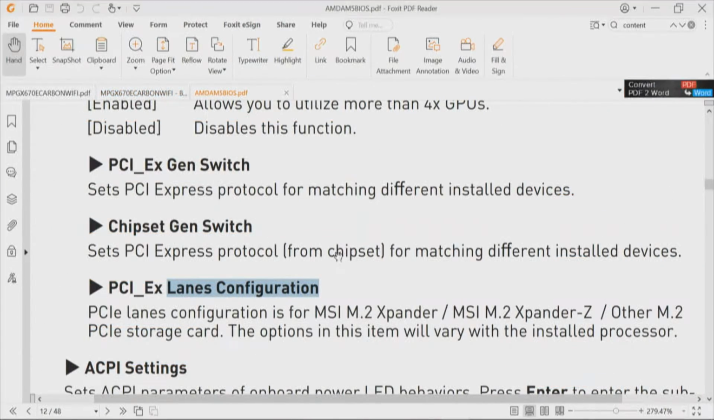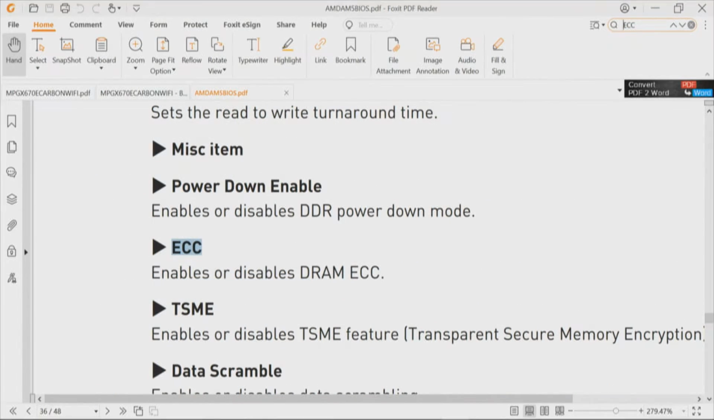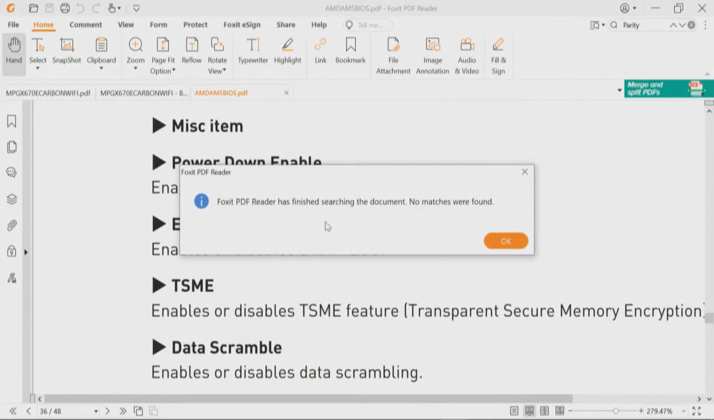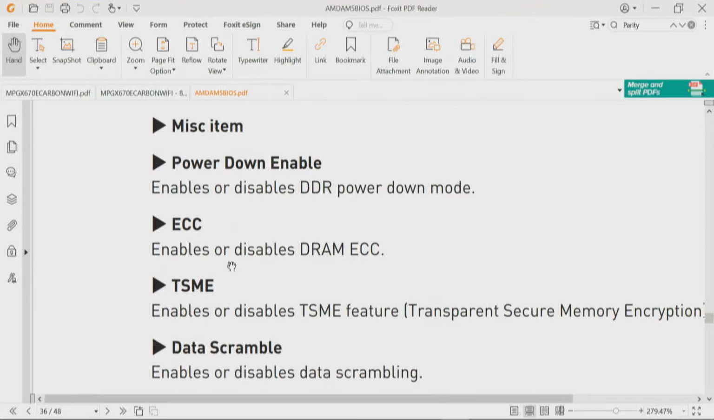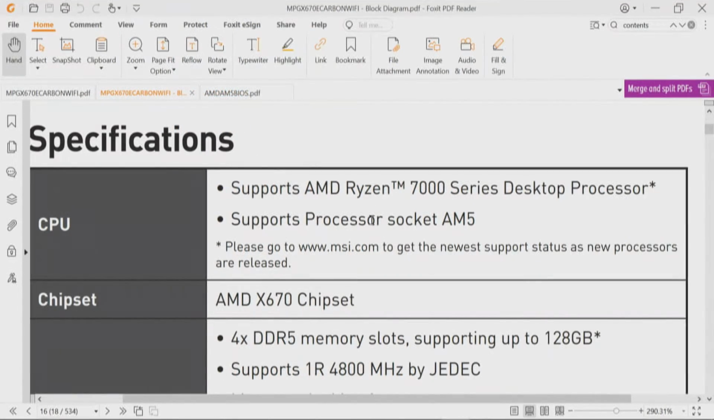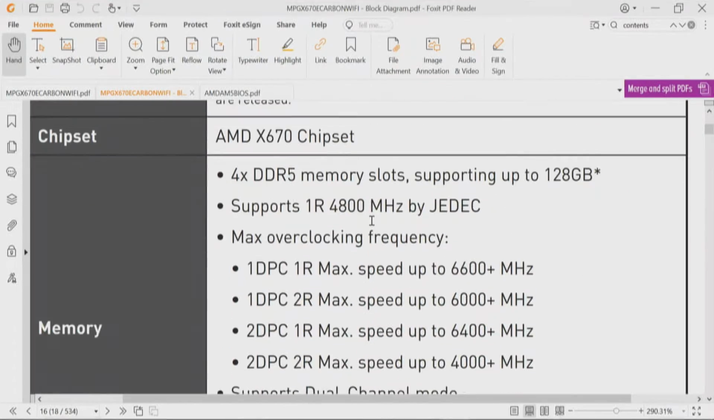Now back to the BIOS manual. If we do a search in the manual just for ECC, this will say this enables or disables DRAM ECC. Okay, this is for on-die. If there was something in here that said something about parity, and I'll do a search for parity, there's nothing in there about parity, only ECC. So that's on-die.